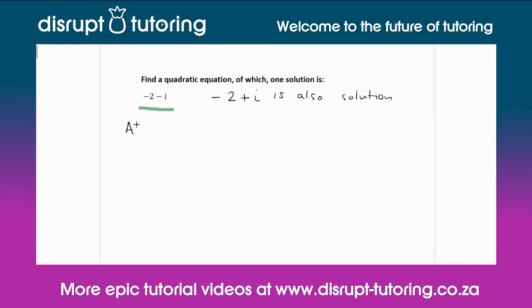Now, the shortcut method is to add these two roots together. And when we add them, the imaginary parts cancel. We're left with -4. Then we multiply them.